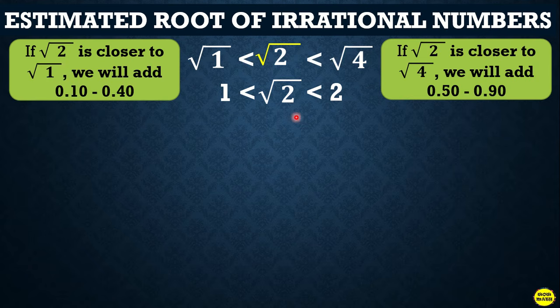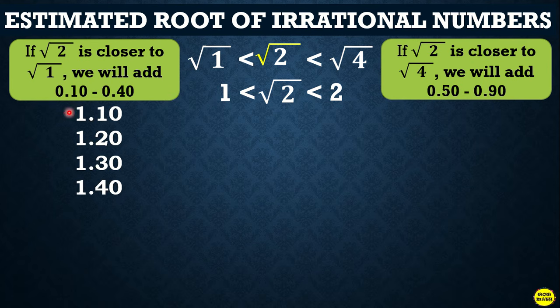Okay? Now, saan mas malapit si square root of 2? Sa square root of 1 ba o sa square root of 4? Okay, it's very obvious, di ba? Halos tabi lang sila ni square root of 1. So, dito siya mas malapit. So, therefore, ang i-add natin dito sa 1 ay, dito lang siya maglalaro. So, from 1.10 to 1.40. So, ito lang po yung mga gagamitin nating estimated values. Okay? Hindi na tayo makakarating dito kasi magiging more than 2 siya. Okay? So, dito lang po ang range natin.